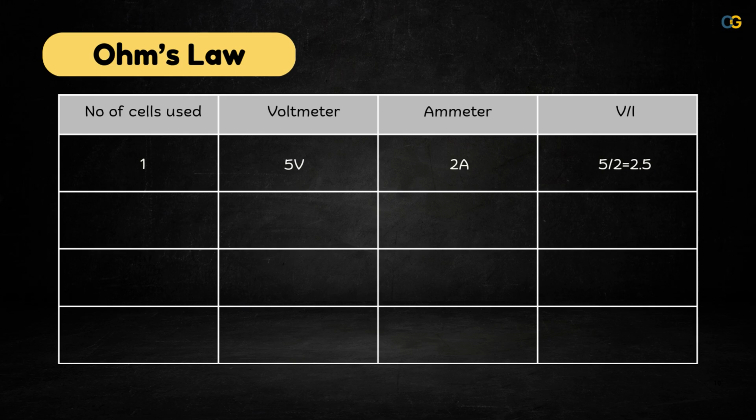If we increase the number of cells to 2, the voltmeter reading was 10 volt and the ammeter reading was 4 ampere, giving rise to the same ratio of V by I, which is 2.5. Adding another set of cells of 3, the voltmeter reading is 15 volt and the ammeter reading is 6 ampere. Again, the ratio remains constant at 2.5. Now increasing it one more time to number of cells used as 4, voltmeter reading is 20 volt and the ammeter reading is 8 ampere. The V by I ratio still remains a constant at 2.5.